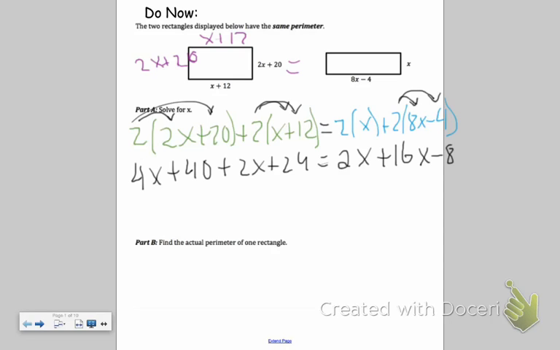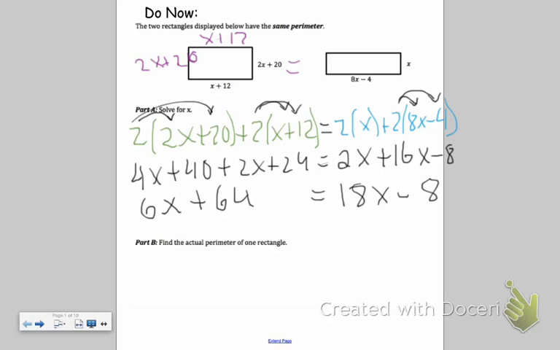The next step is to combine like terms on both sides of our equal sign before we start using inverse operations. So we have 4x plus 2x, which gives us a 6x. We have 40 plus 24, which is 64. On the right-hand side, we have 2x plus 16x, which is 18x. And we have our constant minus 8.